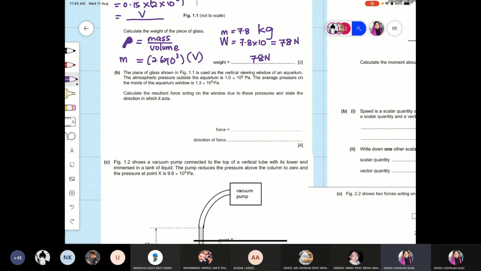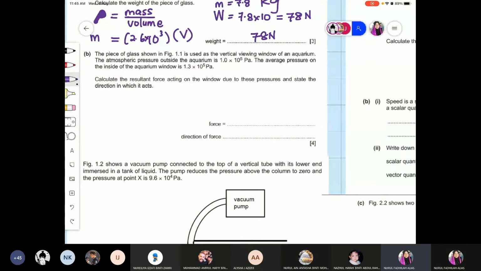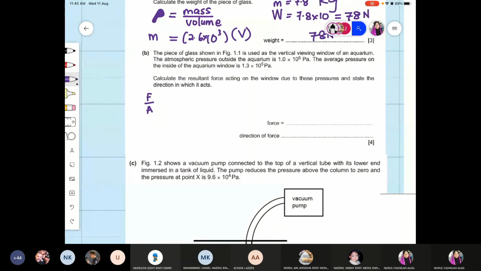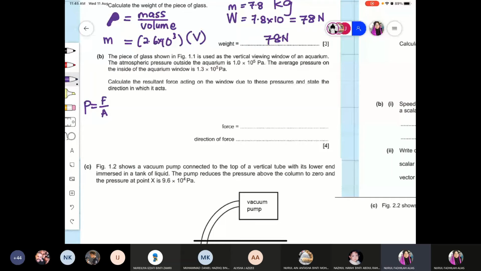So this one you need to relate to pressure. Okay, so what's the formula of pressure? Force over area. Okay, so pressure equals to force over area. So that's pressure. Okay, now from there, what do we do? Cepat, quickly. Kita nak apa? Kita nak force. So force equals to pressure times area.